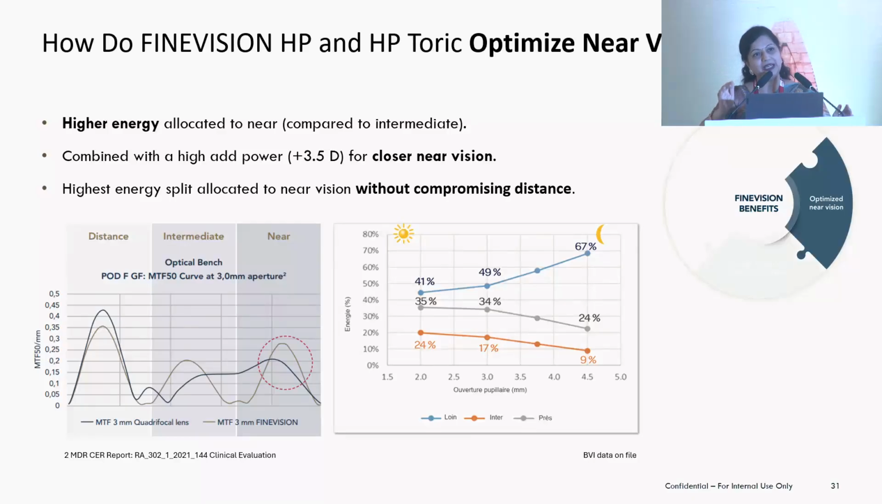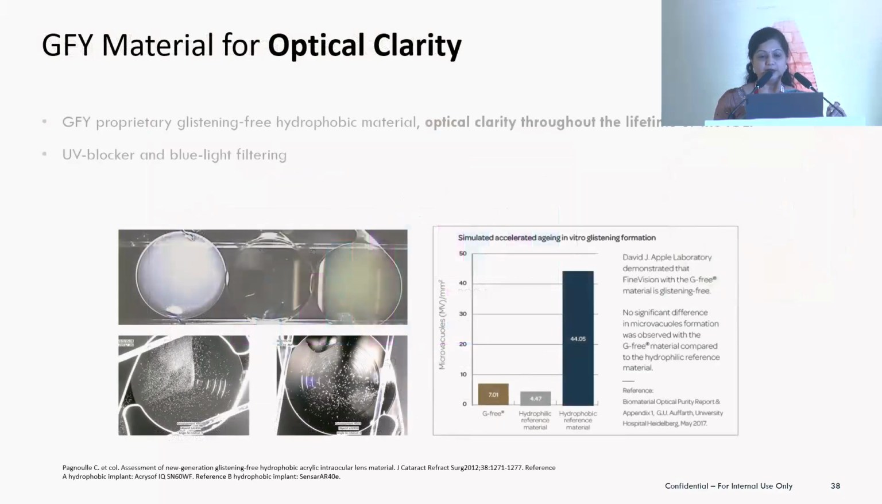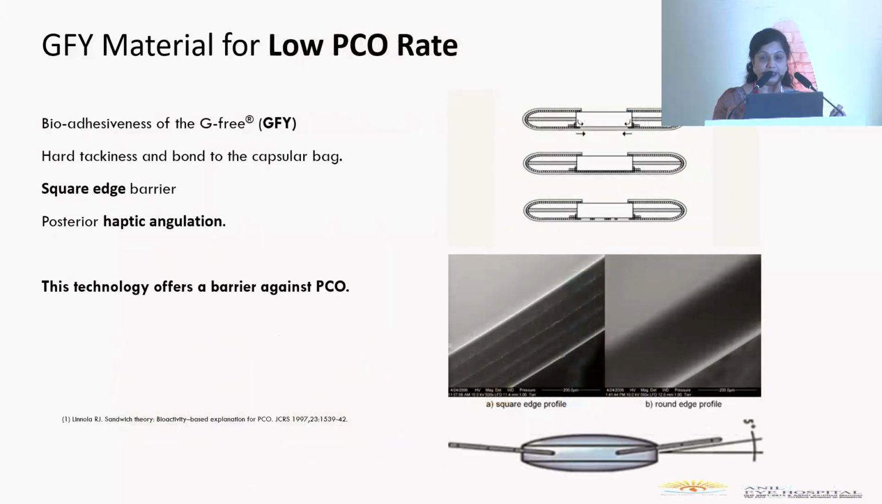So whenever a patient demands spectacle independence, you need to provide them a lens that actually works for near, without the greater compromise of dysphotopsia. So this is the near vision refractive results, the distance corrected near visual acuity: almost 93% of patients are 20/25 or better. As regards the optical clarity, it is a UV blocker with a blue light filter and is glistening free. That means year after year your patient continues to have good optical clarity.